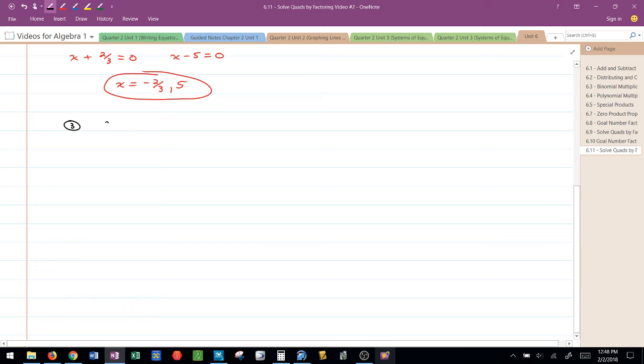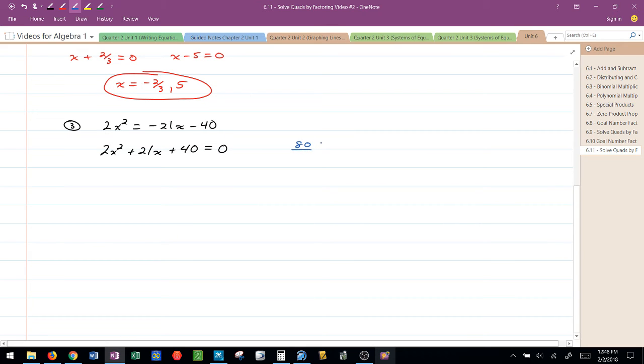How about this one? 2x squared equals negative 21x minus 40. I want to set this in the standard form before I even try to solve it. So if I move this, I have 2x squared plus 21x. Change the sign when it moves across the equal sign. Plus 40 now equals 0. Now that it's in standard form, I can do goal number factoring.